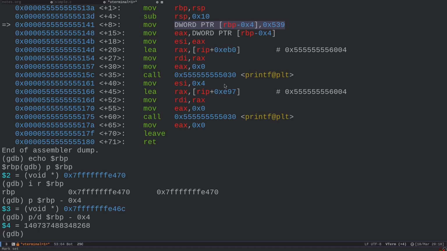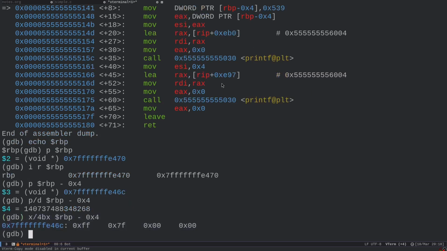And how do we do that? Well, we can use the x command in GDB. Specifically, I want to check the memory area byte by byte. So I want 4 bytes, so here I'm going to say 4B, and I want to print them in hexadecimal, starting from RBP minus 0x4. That's the basic idea. And look what we have here at this point. We have these 4 bytes: FF, 7F, 00, 00.